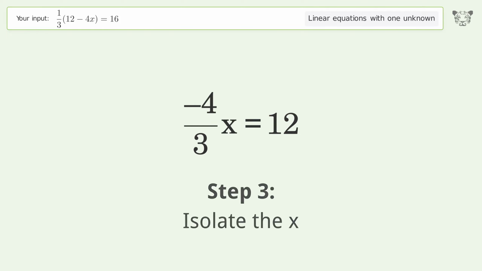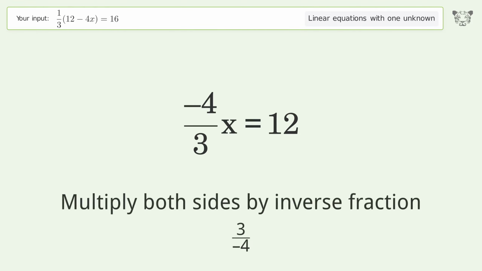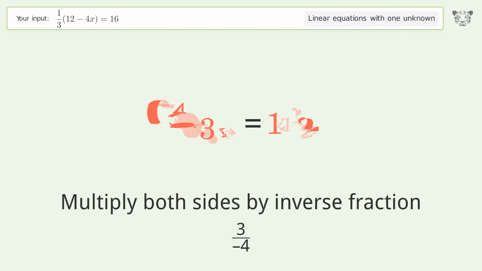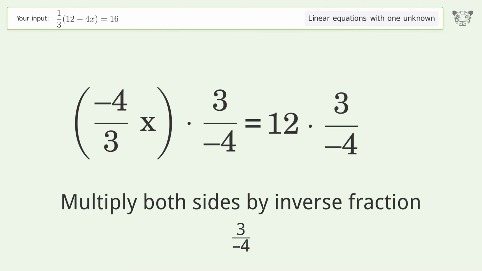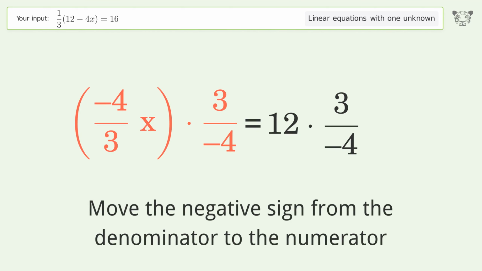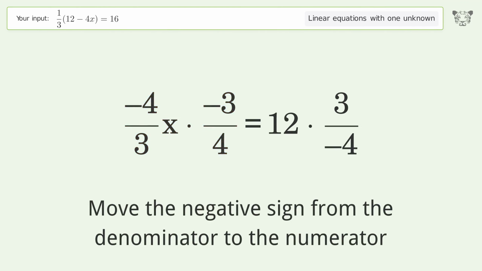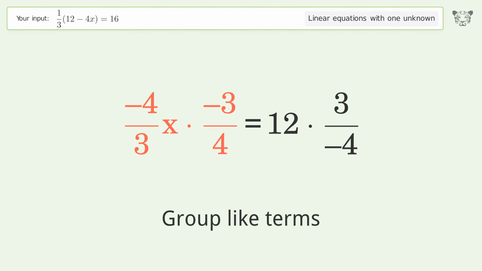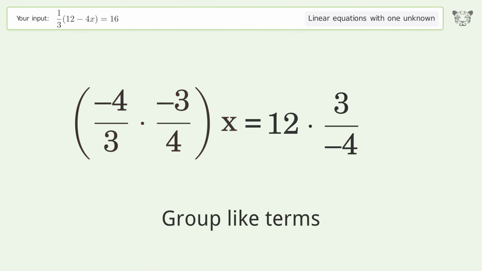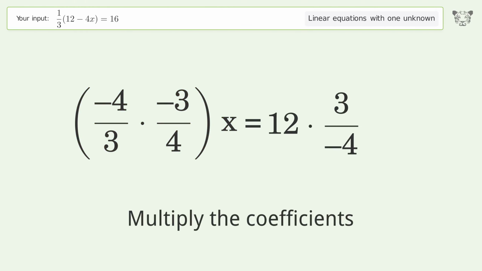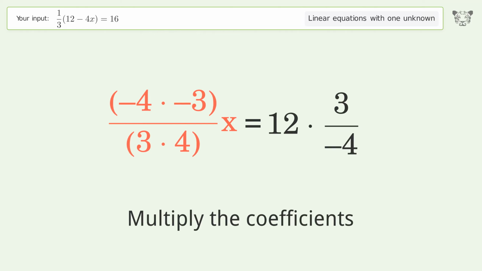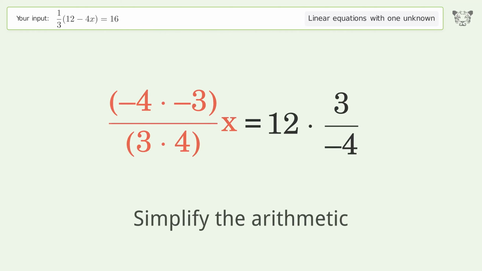Isolate the x. Multiply both sides by inverse fraction 3 over -4. Move the negative sign from the denominator to the numerator. Group like terms. Multiply the coefficients. Simplify the arithmetic.